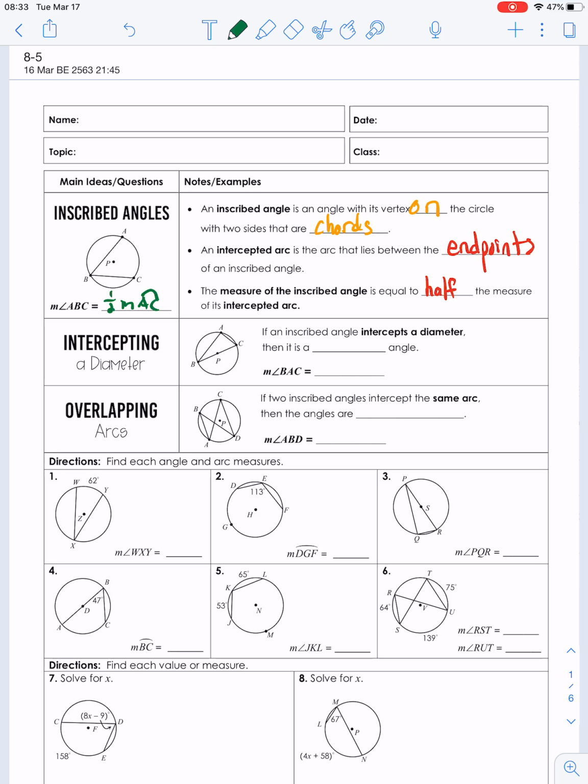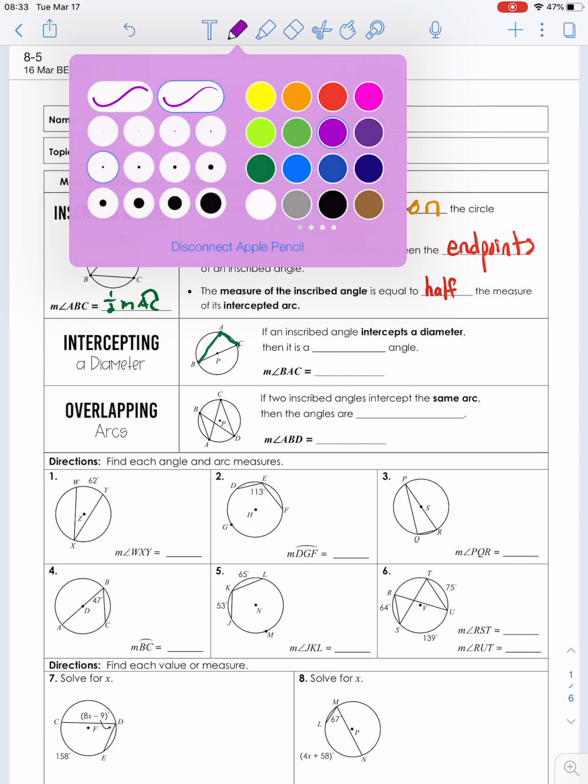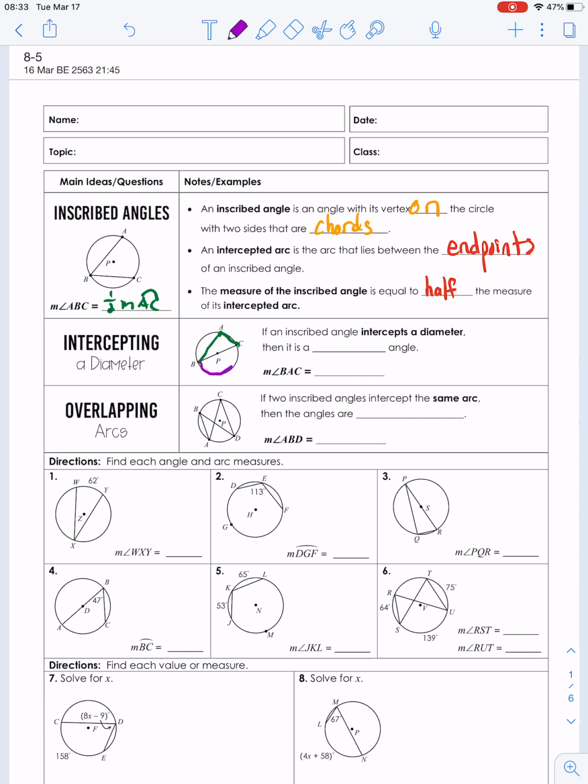So what happens when it intercepts a diameter? That's the other part. So we have a vertex on the circle. Here is its intercepted arc. So let me show. Let's go purple. Ooh. Isn't this app cool? All right, so here's the intercepted arc. So we know the inscribed angle is half of the diameter.